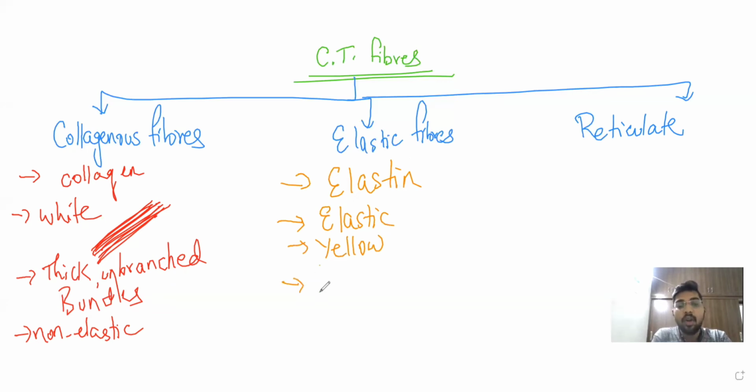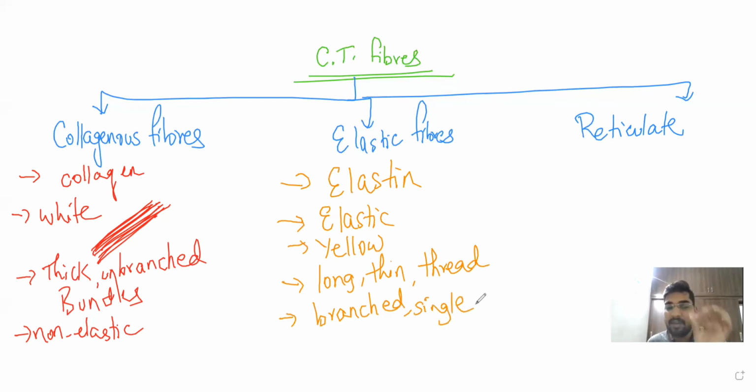They appear as long, thin, thread-like, and they are branched. These fibers occur singly. They do not occur in bundles. They occur as single fibers. They are long, thin, and branched. They are made up of elastin protein, and they have an elastic nature.